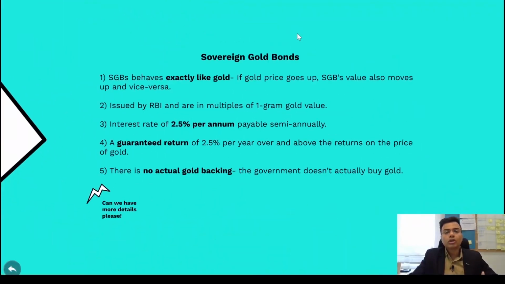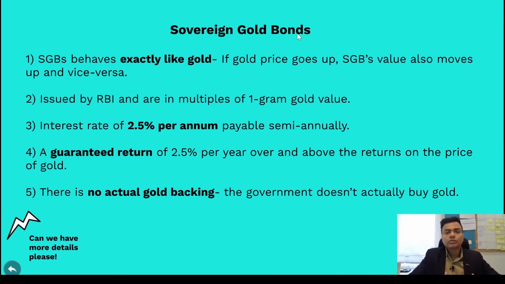See, sovereign gold bond behaves exactly like gold. So if the price of gold goes up, the value of the sovereign gold bond goes up. And if the price of gold goes down, the value of your sovereign gold bond goes down. And second thing, it's issued by the RBI in the multiples of 1 gram of gold value. And this is where the story gets really exciting. The government gives you an interest of 2.5% every year, semi-annually, on top of the price of gold. So whatever be the price of gold, the government will pay you 2.5% extra every year. Now this is like a guaranteed return of 2.5% on and above the price of gold.